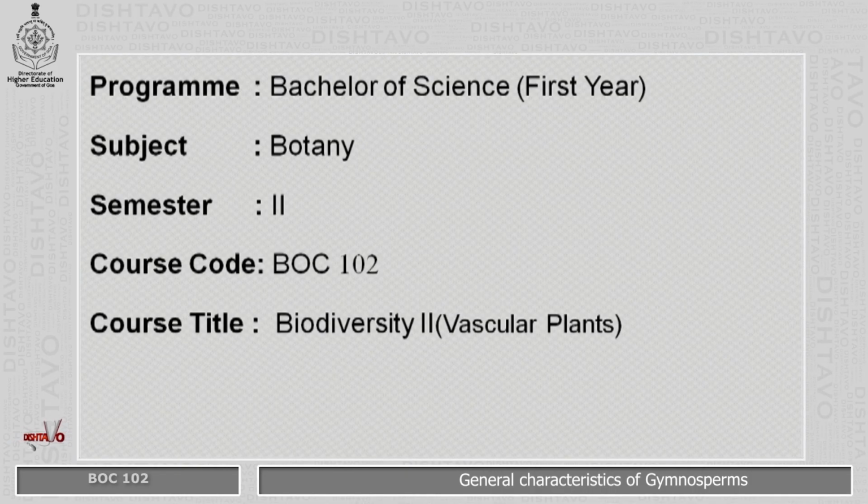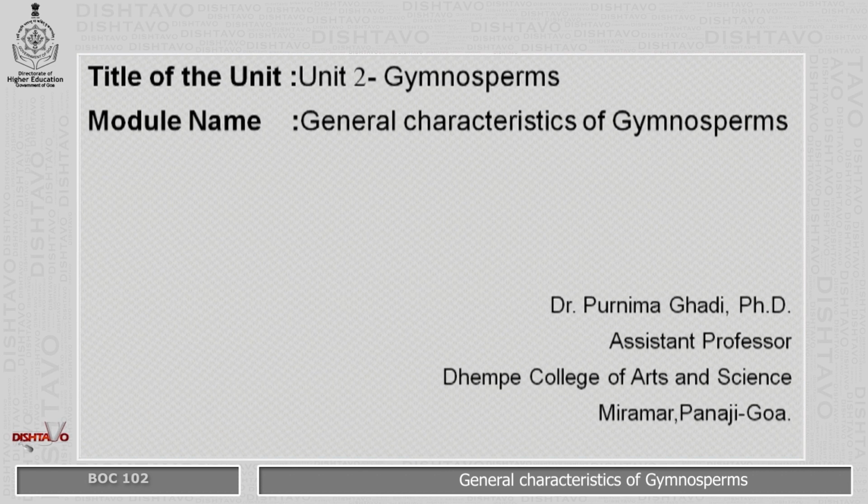Welcome to the program of Bachelor of Science first year, subject Botany, semester 2, course code BOC 102, course title Biodiversity 2, Vascular Plants. Title of the unit, Unit 2, Gymnosperms. Module name, General Characteristics of Gymnosperms.